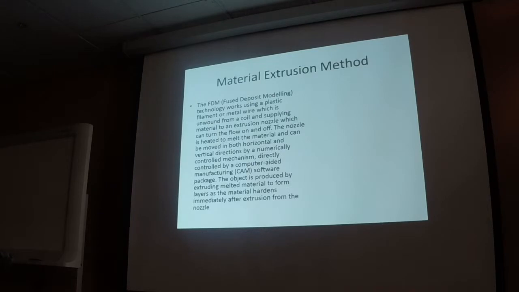So I'll go down the material extrusion method, which is the one that is commonly used now. It's fused deposit modelling technology. It works using a plastic filament or metal wire, which is unwound from a coil and supplies material to an extrusion nozzle, which can turn the flow on and off. The nozzle is heated to melt the material and can be moved in both horizontal and vertical directions by a numerically controlled mechanism, directly controlled by computer aided manufacturing CAM software.